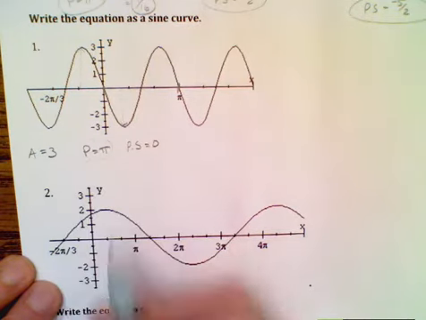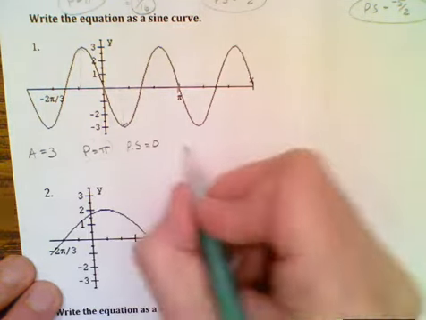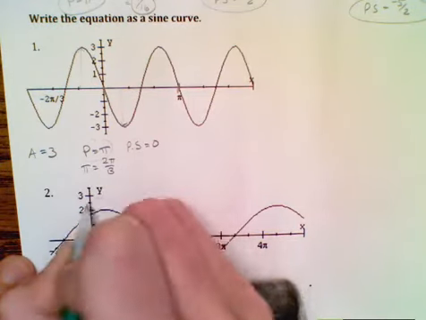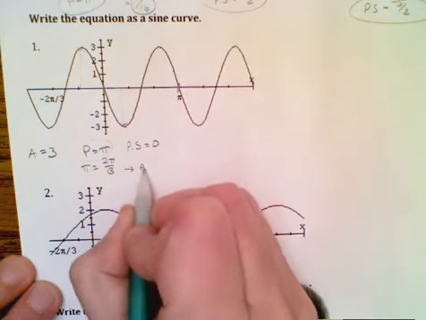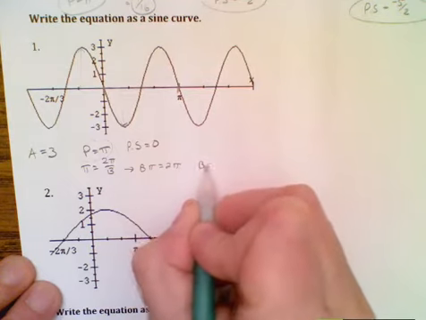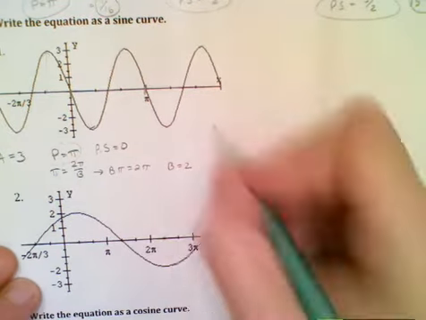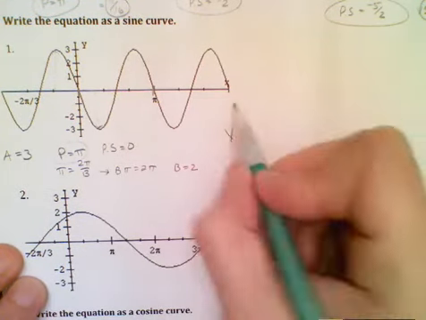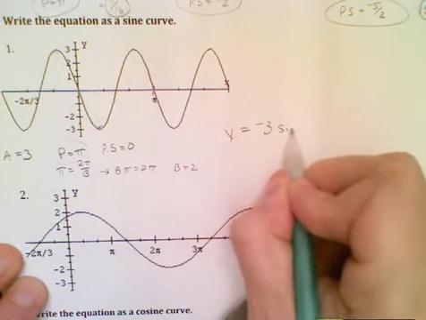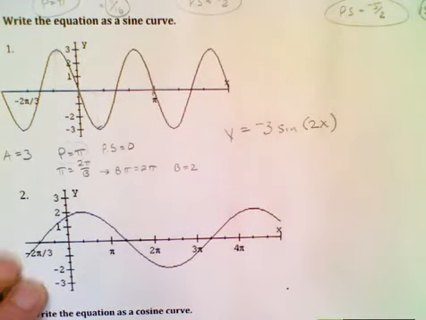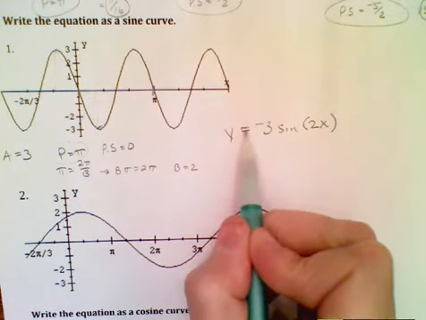So the only thing I really have to figure out then is what is b. So if the period is pi, that has to equal 2 pi over b. And so if I cross multiply, I get b times pi equals 2 pi. Divide by pi, and I get b is 2. So my equation, y equals, remember I started here and went down first, so I'm going to go -3 sine, and my b value is 2, and there is no phase shift. So -3 sine 2x. Make sure you write it as an equation, y equals.